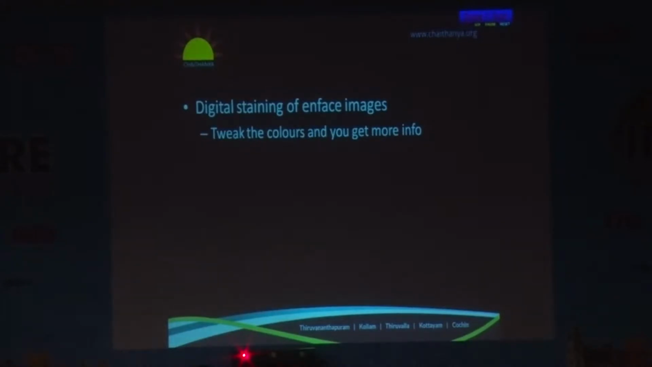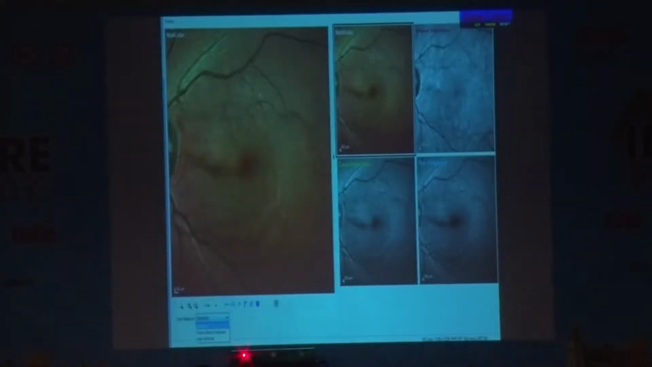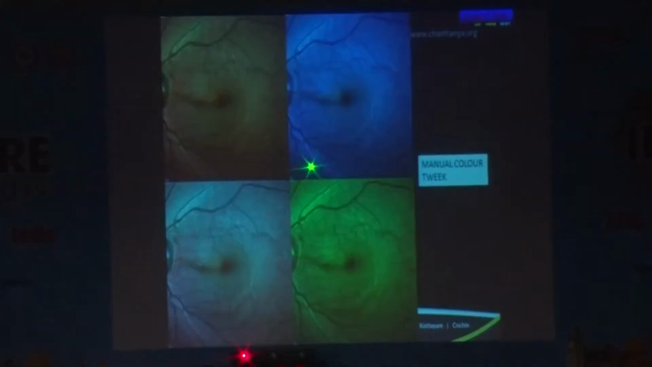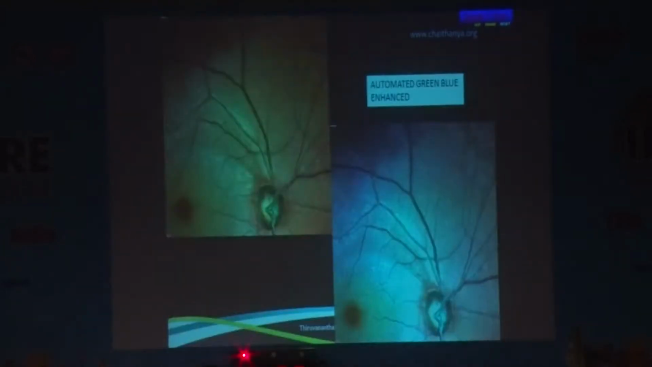So you could also tweak the colors and get more information. Now this is a standard color image that you get, but you can also go into this enhanced green-red reflectance and also use a user-defined reflectance, and play with the color images to obtain more information. You can get a blue image, you can get a green image, and all these may give you some information. Like here, the automated green-blue enhanced image showing the nerve fiber layer very well.